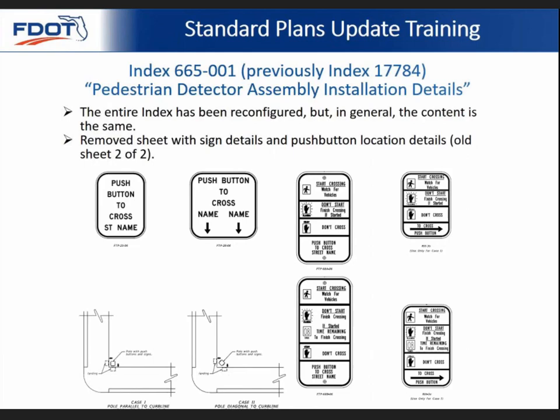For the sign details, that's covered by the MUTCD, and these sign details shown in the standard plans were just a duplication of that. It would be preferable that if you're going to use the signs, please see the MUTCD. The location details at the bottom left aren't necessarily what we're looking for as far as the placement of these push buttons. For that, I would say to see the MUTCD as well.